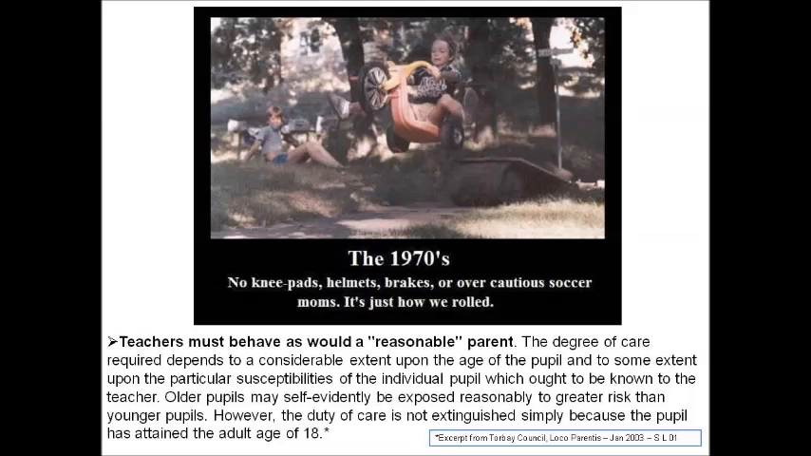I found this meme on Facebook, and I thought it was really funny. The 1970s, no knee pads, helmets, brakes. It's just how we rolled.